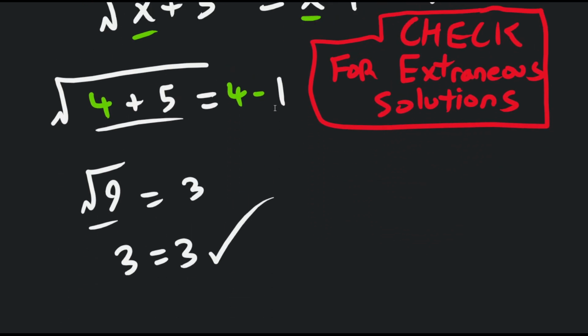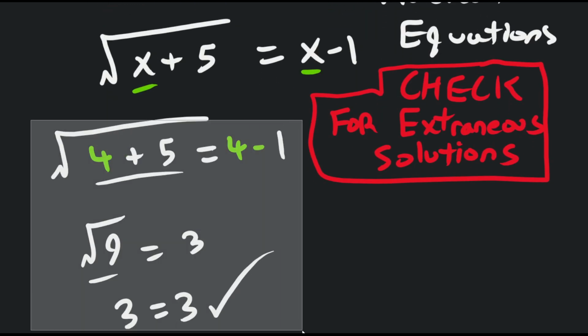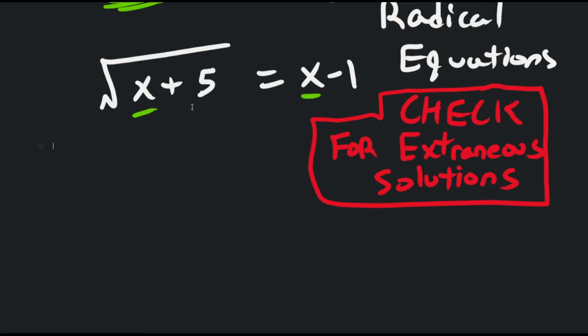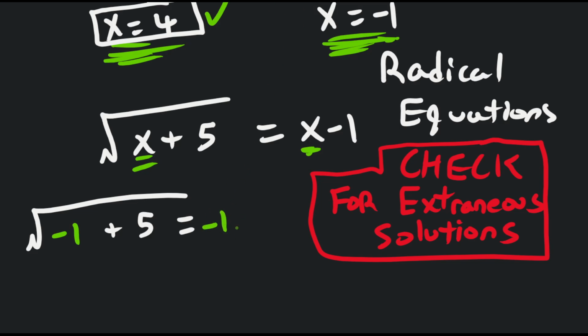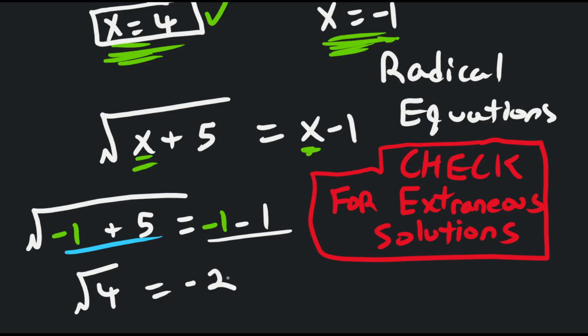Let's go back to our original problem. We've proved that 4 works. And now let's substitute x for -1. So let's rewrite this as the square root of -1 plus 5 equals -1 minus 1. Let's evaluate what's in the radicand. -1 plus 5 is 4. So we have radical 4 over here equals, and right here, -1 minus 1 is -2.